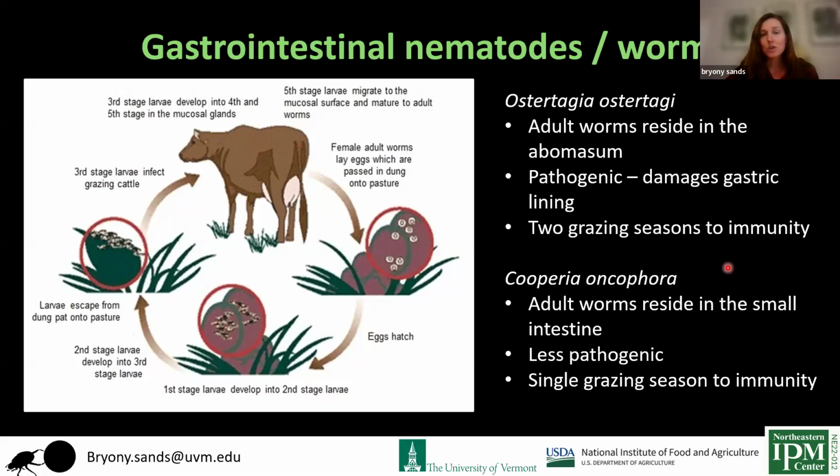The other main one is Cooperia oncophora. The adult worms of that live in the small intestine. This one is less pathogenic, so it has slightly less impact on the animal, but it can be seen in quite high numbers. And again, cattle can develop immunity to this, and it takes a shorter time, just one grazing season really.